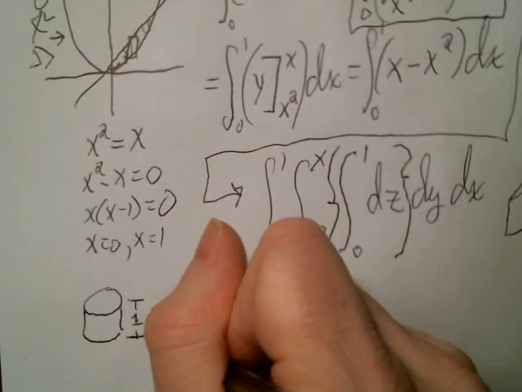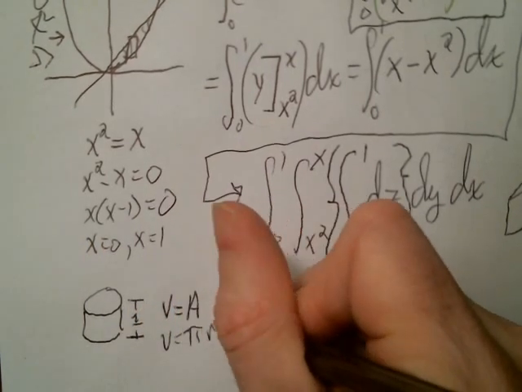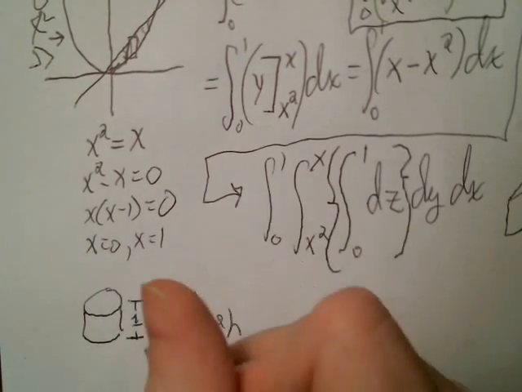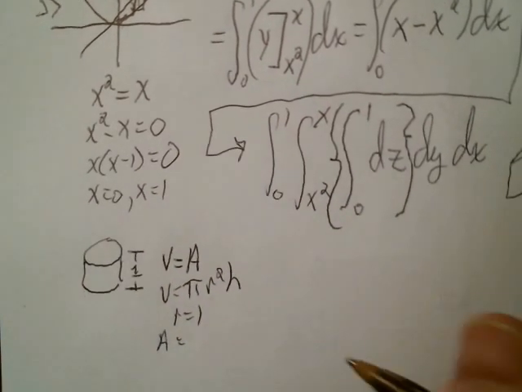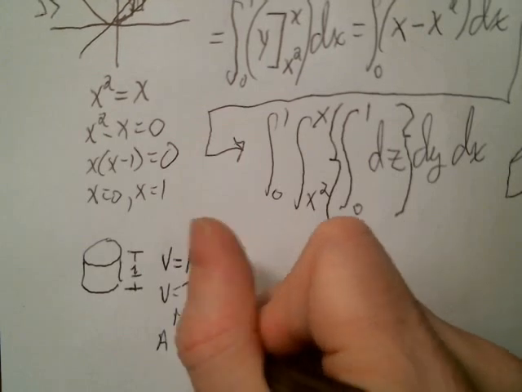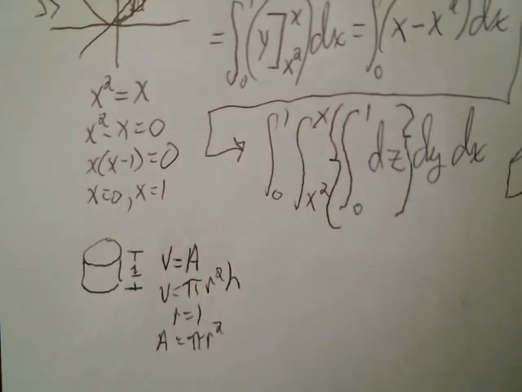Because volume is pi r squared h. And when h is equal to 1, the volume will be pi r squared times 1. Okay? So it's some neat stuff. You can really get into it if you wish.